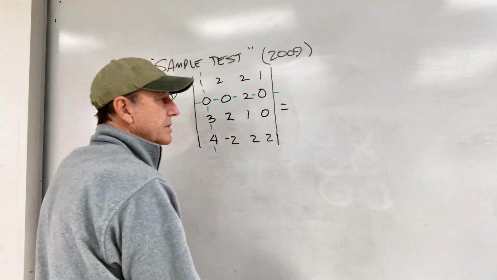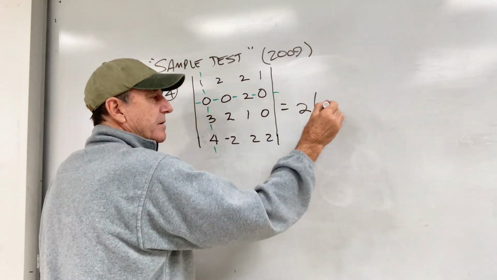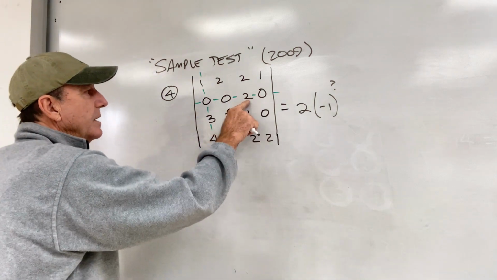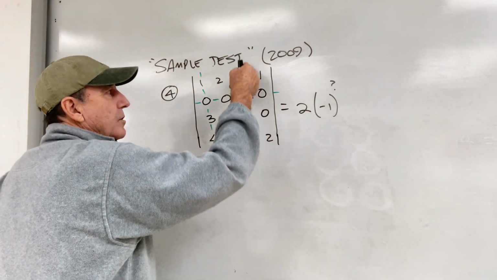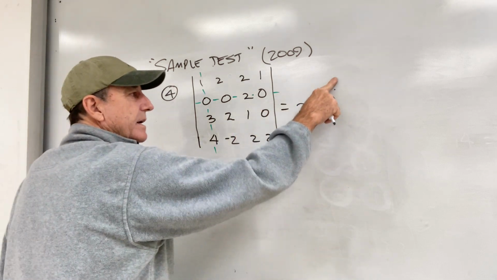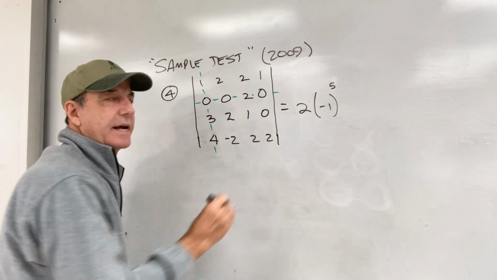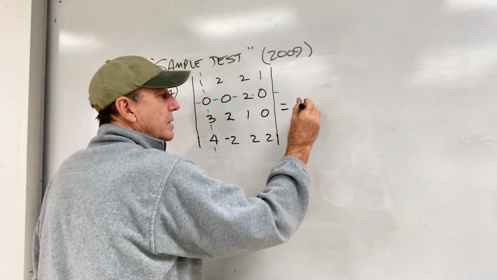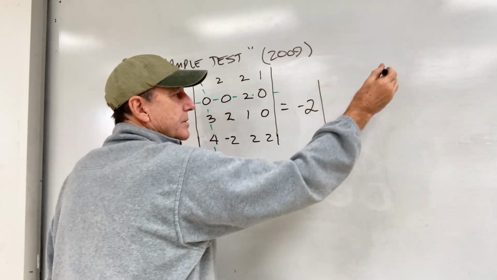So this is going to be 2 times negative 1 raised to a power. Remember, we can use our checkerboard pattern, or we can just check here. This 2 is in the second row, and it's the third column. 2 plus 3 is 5. Negative 1 to the 5th is a negative 1. So this is just going to work out to be a negative 2 times its minor determinant.